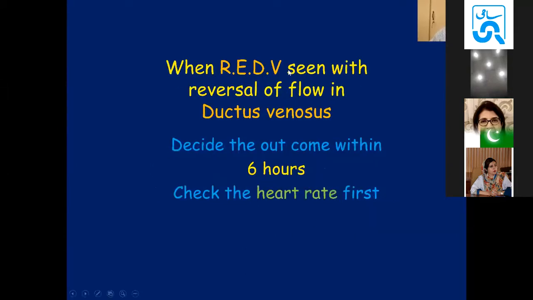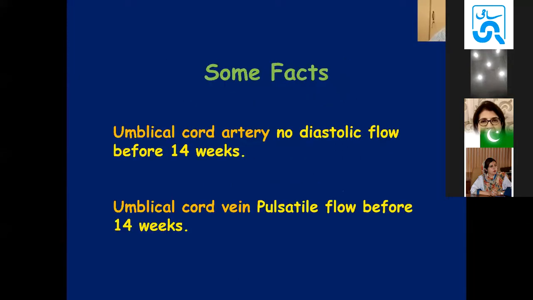When there is reverse end-diastolic velocity seen with reversal of flow in the ductus venosus, now it's a combination of two. Decide the outcome within 6 hours, check the heart rate first. This is very important. And you have to take an immediate decision on what to do to save the baby.